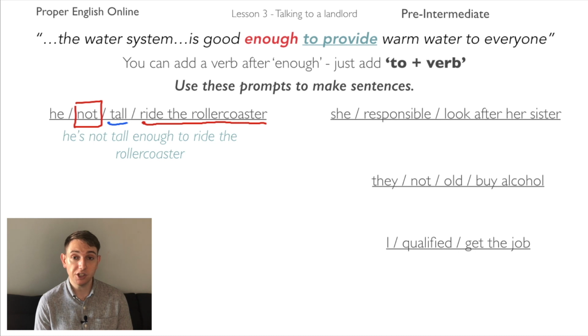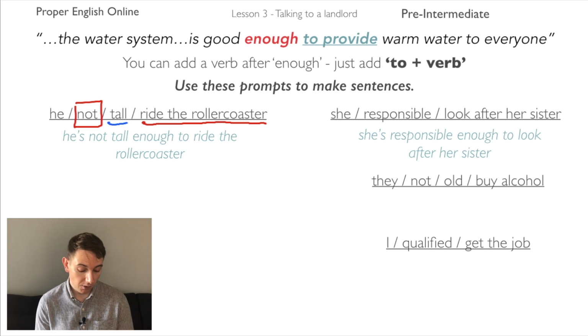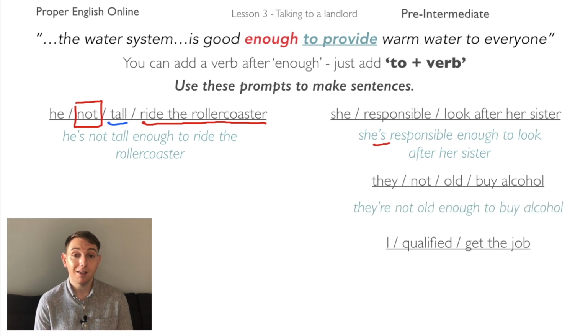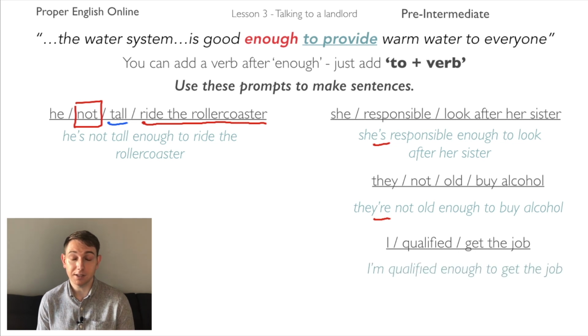Okay, so the first one, she responsible, look after her sister. I would say she's responsible enough. Notice we've got she is, right? She's responsible enough to look after her sister. The next one, they not old, buy alcohol. They're not old enough to buy alcohol. And again here, we've got our verb there. And the last one, I qualified, get the job. What do you guys think? I'm qualified enough to get the job.